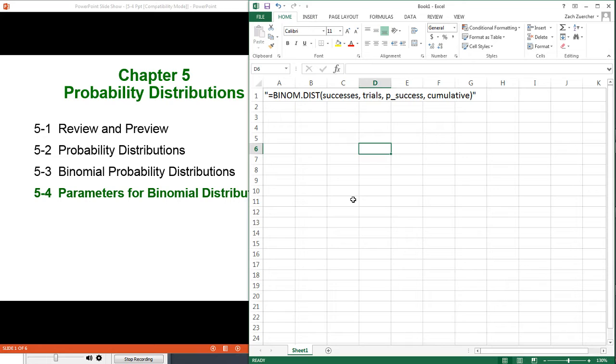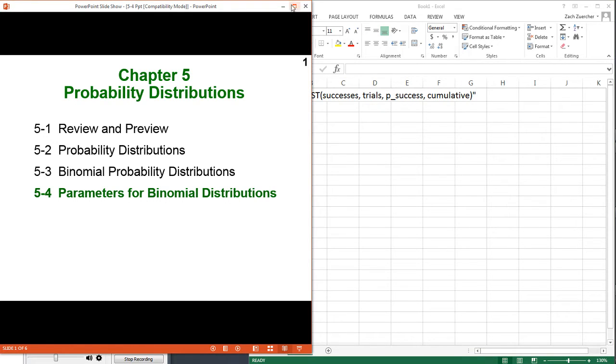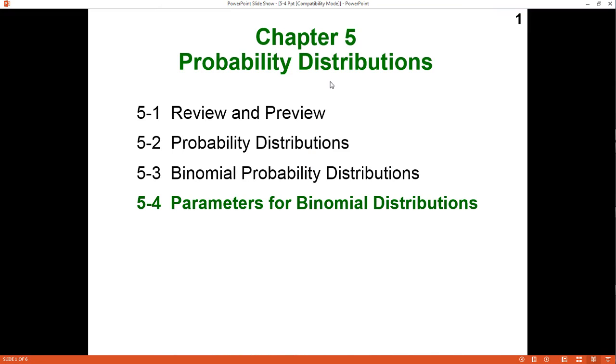And hopefully between those two, it'll help you understand not only how to calculate mean, variance, and standard deviation, but probably more importantly, what we can say about a probability distribution and the possible outcomes once we know what the mean, variance, and standard deviation are.